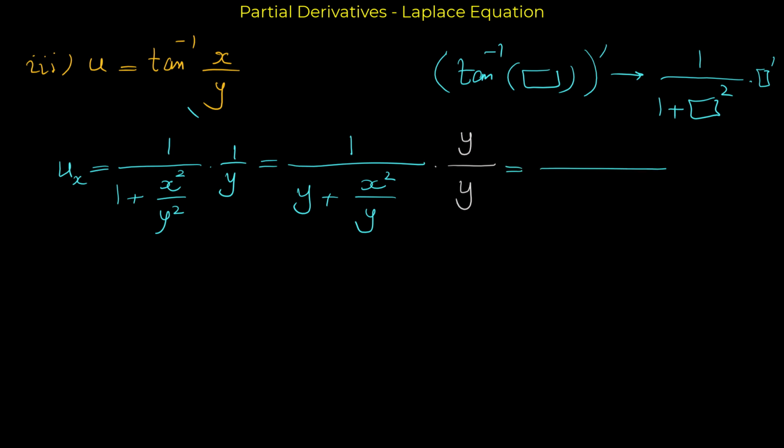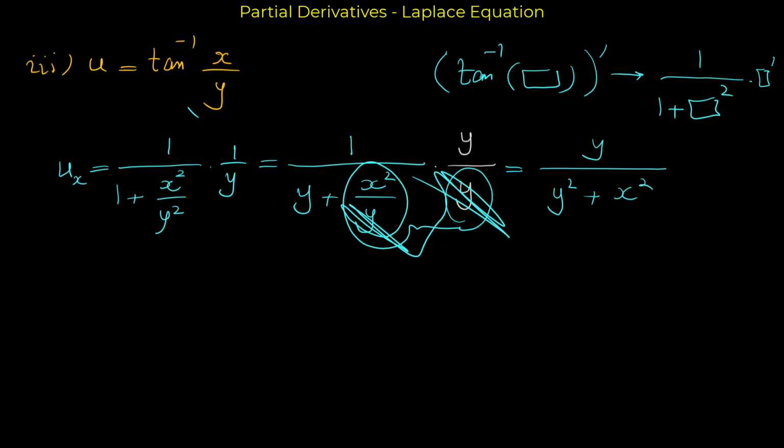Then we have y times 1 in the numerator, which is y. If we multiply y in the denominator, it would be y² plus x². When we multiply this in this term, this and this cancels. So this is the answer for the first order partial derivative of u with respect to x.